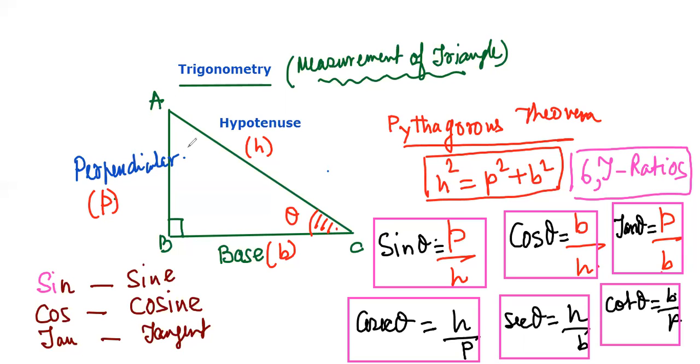So this is a very, very important concept. Sine theta equal to perpendicular by hypotenuse, cos theta equal to base upon hypotenuse, and you have to remember this. You have to memorize this. This is tan theta equals to perpendicular by base. So these are the 6 trigonometric ratios. I hope it's clear to everybody.